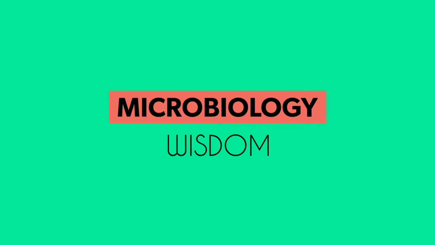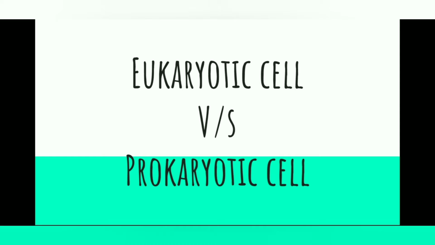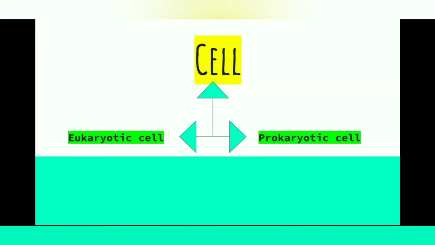Today we are going to comparatively study the eukaryotic and the prokaryotic cell. So let's get started. First, let's start with the cell. All organisms are composed of cells, which are the basic fundamental unit of life. There are two types of cell: eukaryotic cell and prokaryotic cell.